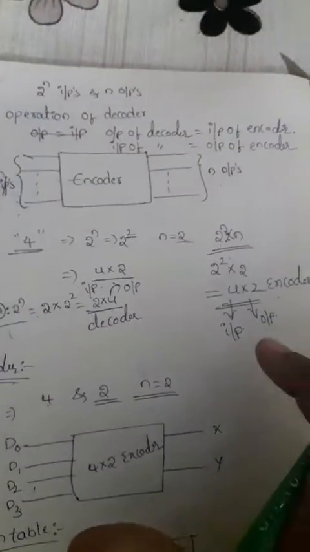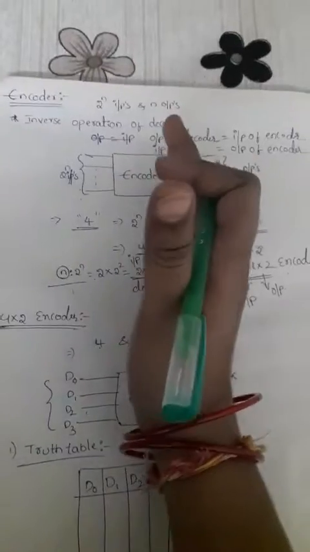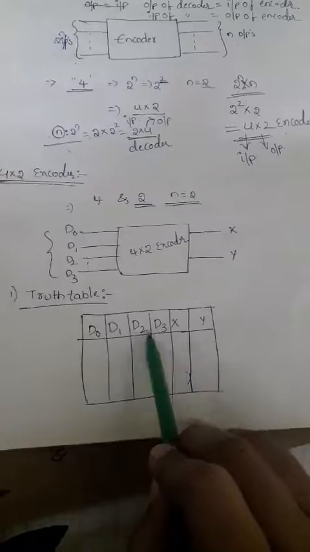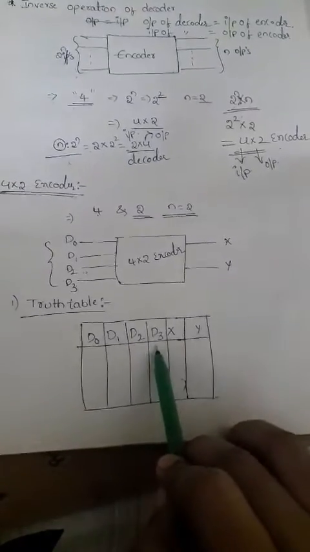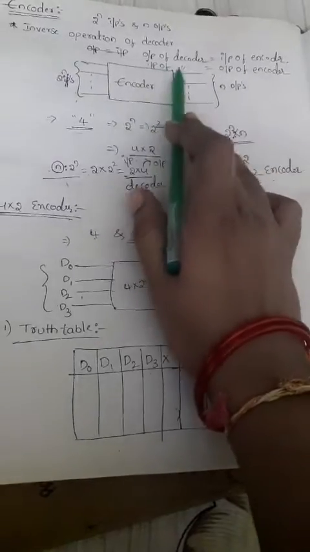Okay, so this is the encoder process. This is exactly the reverse operation of the decoder, right? So here what I am saying is, the output of the decoder is equal to the input of the encoder. So here the inputs are nothing but D0, D1, D2, D3, right? So these are the 4 input lines. These 4 input lines will be equal to the output of the decoder.